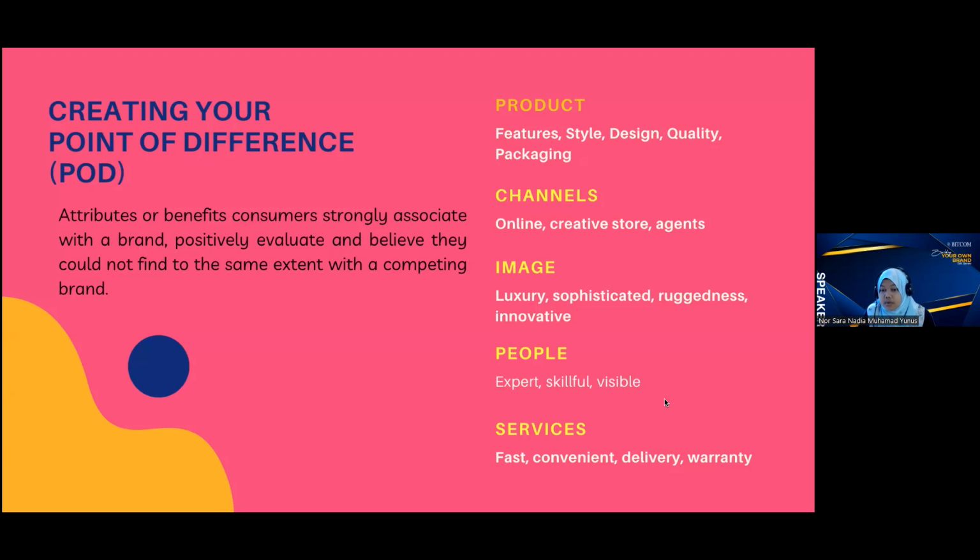And other than image, we can also utilize our own people, our own employee. We have expert in our company. We have skillful worker. People come to our salon because of our stylist. Dekat tempat lain tak ada. The only place that we can get a very expert stylist is in our salon. So orang datang dekat salon kita. And the last way for you to create your points of difference is through services that we offer. This one is did by Domino's. Okay, they work on services as their point of difference. 30 minutes delivery. So what they promote is the speed or the fast service from the company.